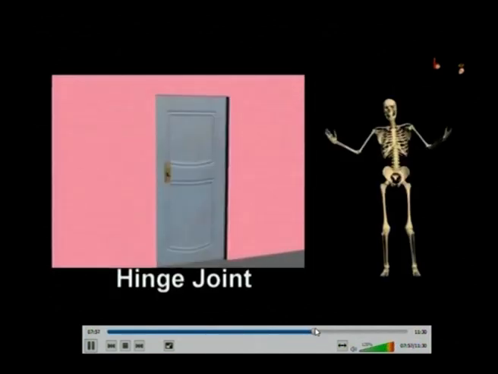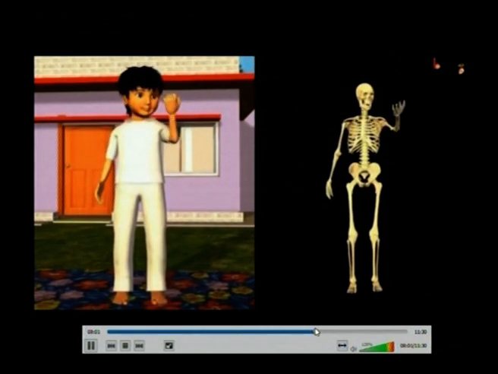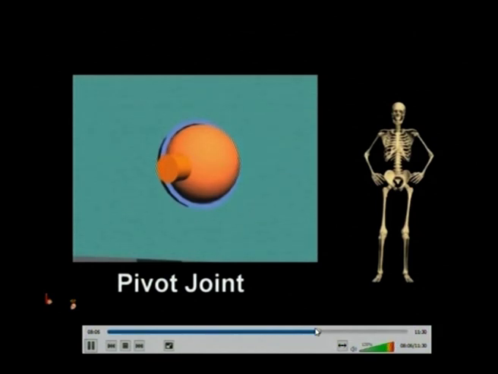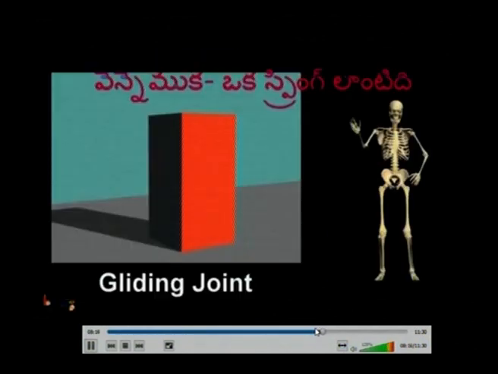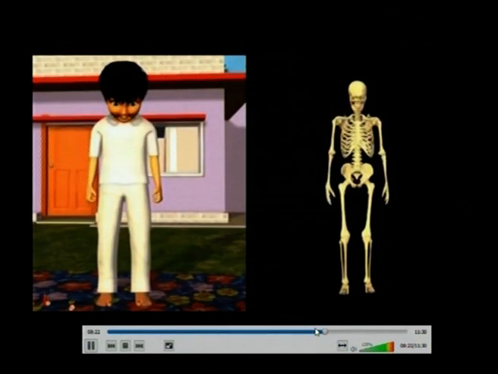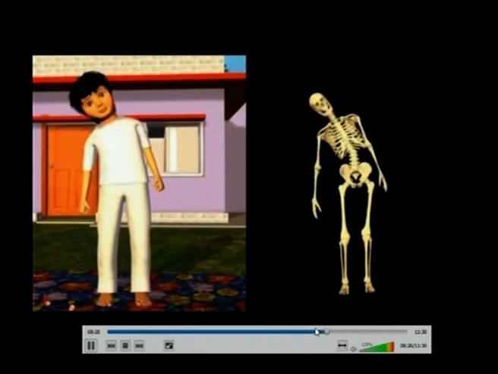This is hinge joint. Observe the movement. The movement is possible only to one side. It is present in our elbows. This is pivot joint. This is present in our neck. We are able to move our neck upwards, downwards, sideways. And this is our sliding joint. This is called gliding joint. We are able to move frontwards, backwards and sideways by using this type of movement.